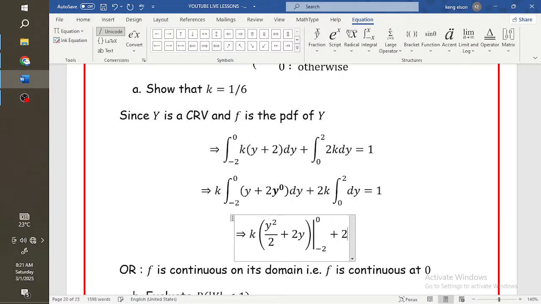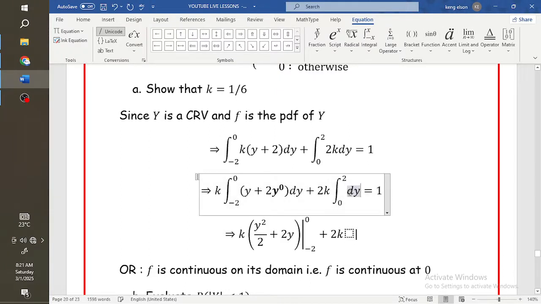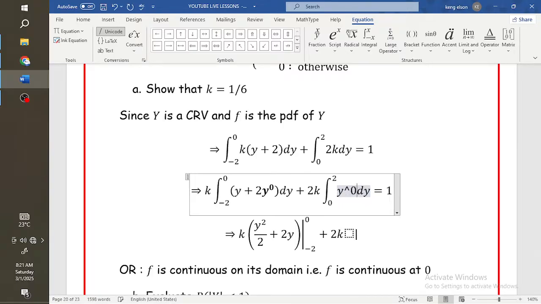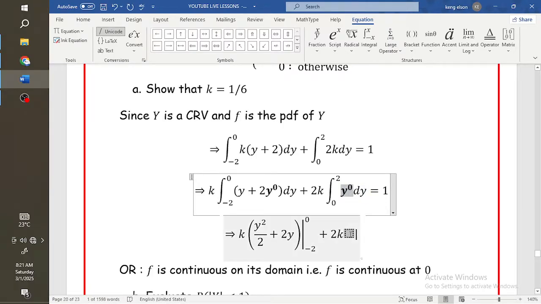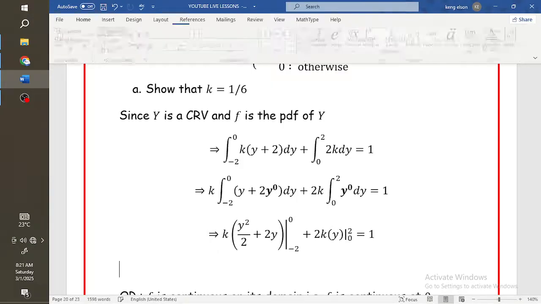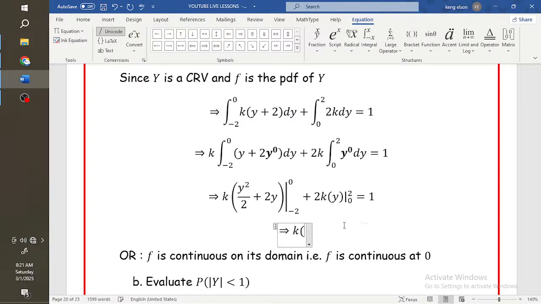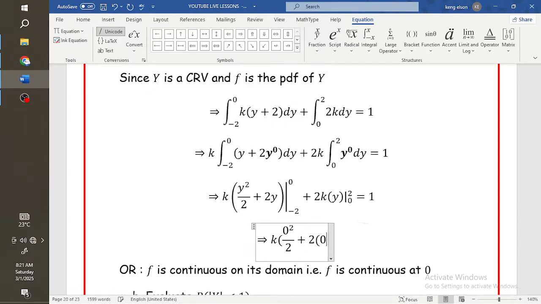Okay, then plus 2k outside. Now having a 2k outside, if you integrate dy, like I said, there's an invisible y to the power 0 there. So if you integrate dy, we are just going to have y. Then we are integrating from 0 to 2 and we equate everything to 1. Okay, so this means that let's fit our upper bounds and lower bounds and see what we get. So we have k. If I fit the upper bound, I get 0 squared over 2 plus 2 times 0, minus, let's fit the lower bound.